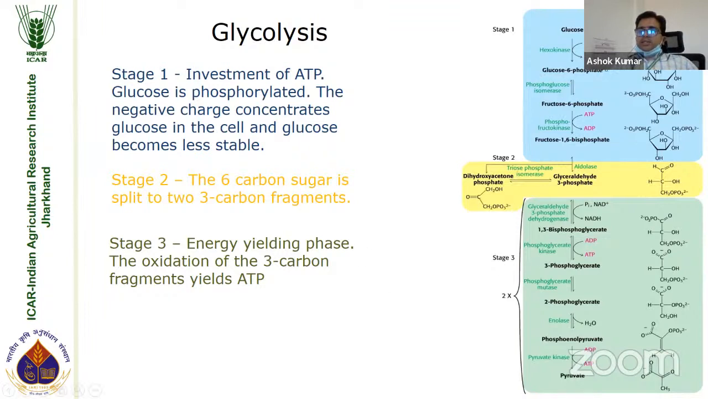Why does this phosphorylation take place? Phosphate is a negatively charged group. When phosphate is attached to a glucose molecule, it cannot be transported across the membrane when it is negatively charged. Why?